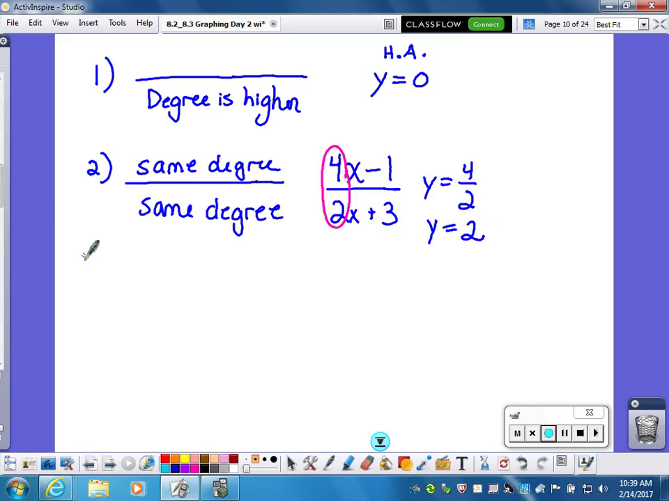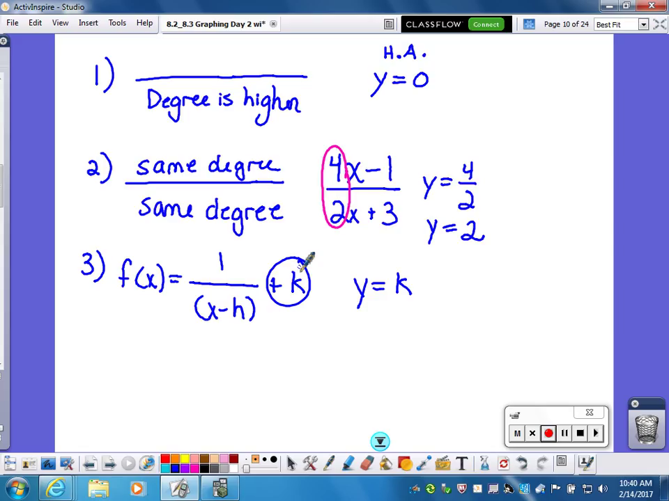The third situation is sometimes a rational is written in what we would call standard form. You might recall the h and the k. When we see a rational function written in this form, the horizontal asymptote is always whatever the k value is. That's what moves our graph up and down. The fourth situation, hence, is where we are heading today for day 2 of graphing. It's a little bit harder to get the horizontal asymptote. In fact, there is not a horizontal asymptote.